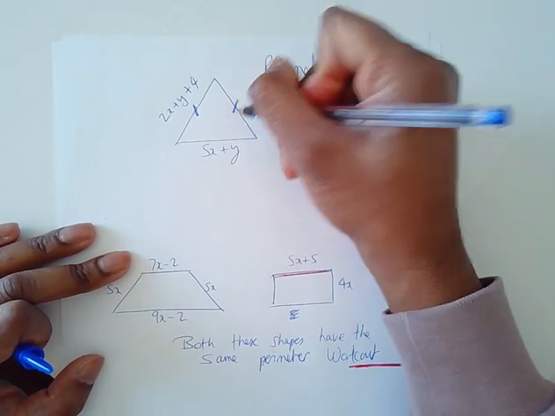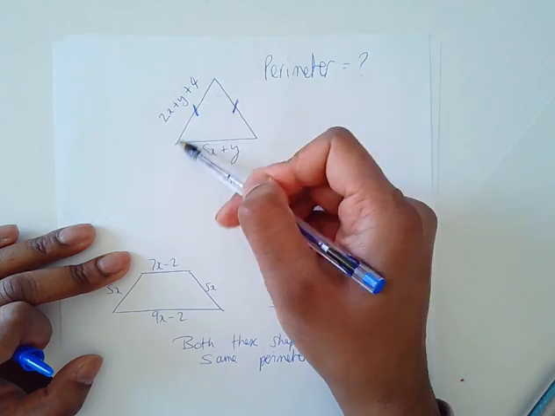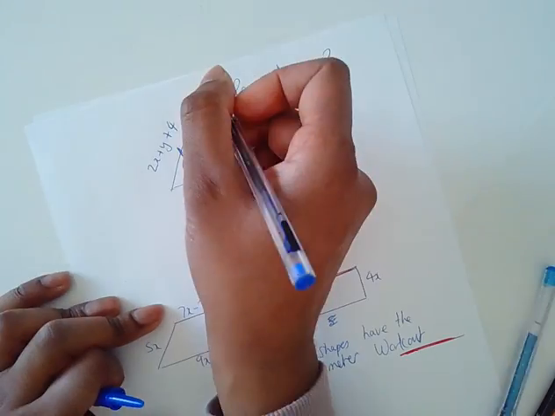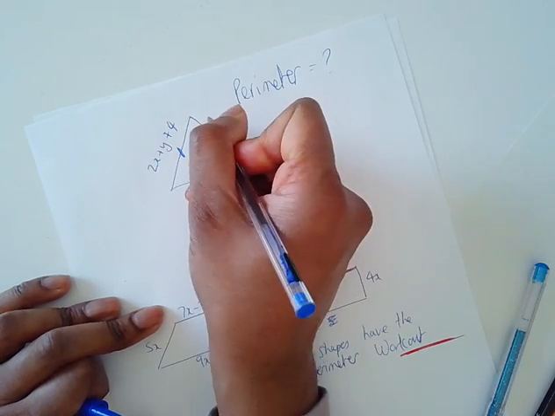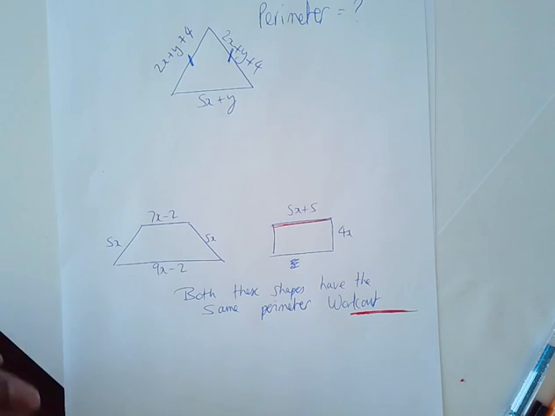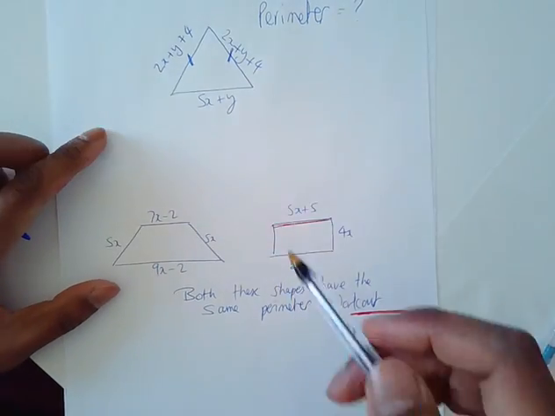It's an isosceles triangle, which means that this side is the same as that side. So whatever is here, I'll have to put over here as well. So copy that over here. So now I can add all the sides. The answer is not going to be just a number. It's going to be an expression, an algebraic expression.